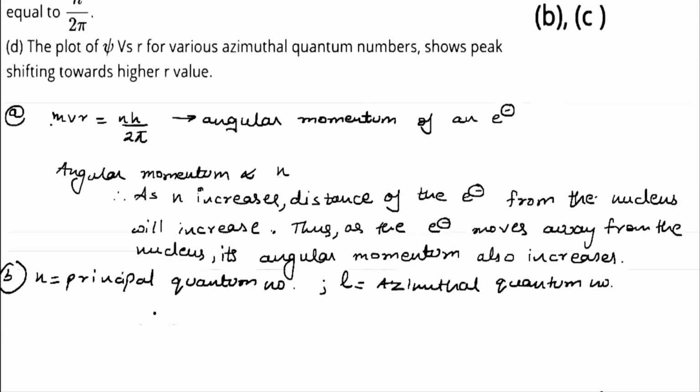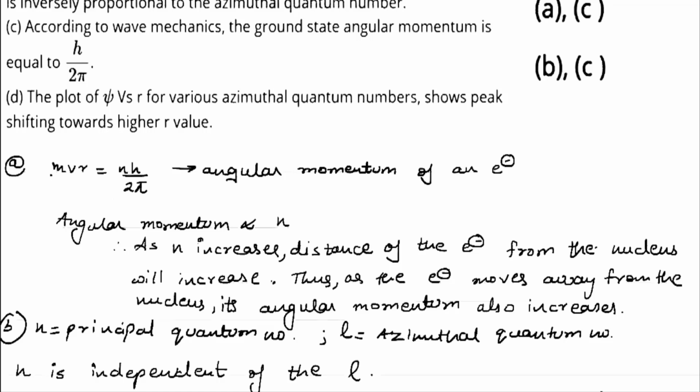Accordingly, the statement says it is inversely proportional, but we know one thing very well: the principal quantum number is absolutely independent of the azimuthal quantum number. So in no way is it going to be inversely or directly proportional. Since it is independent, there is no inverse relation. Therefore, the B statement is incorrect.